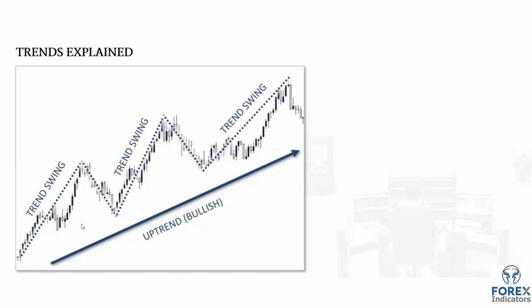This pattern in trends is called trend swings or trend legs. So you have a trend swing up, a swing down, a swing up, a swing down, and these pullbacks are weaker compared to the trend swings and the trend legs up. And this is what forms the trend.